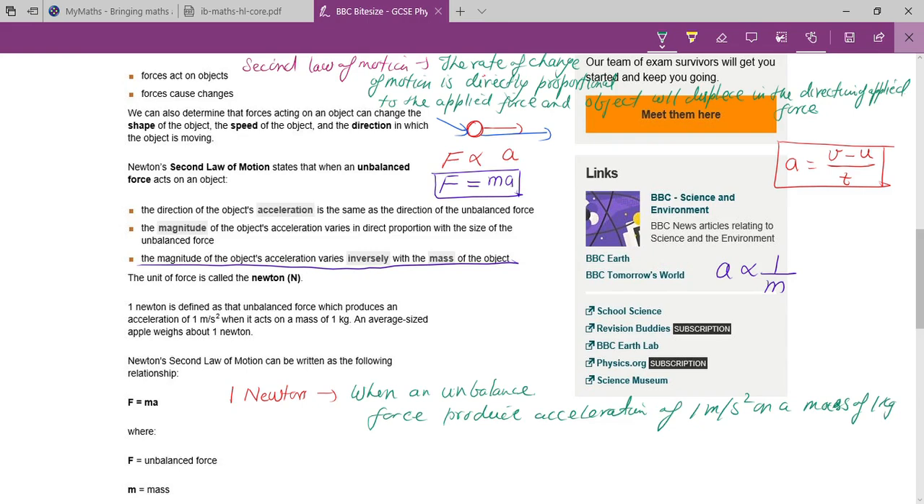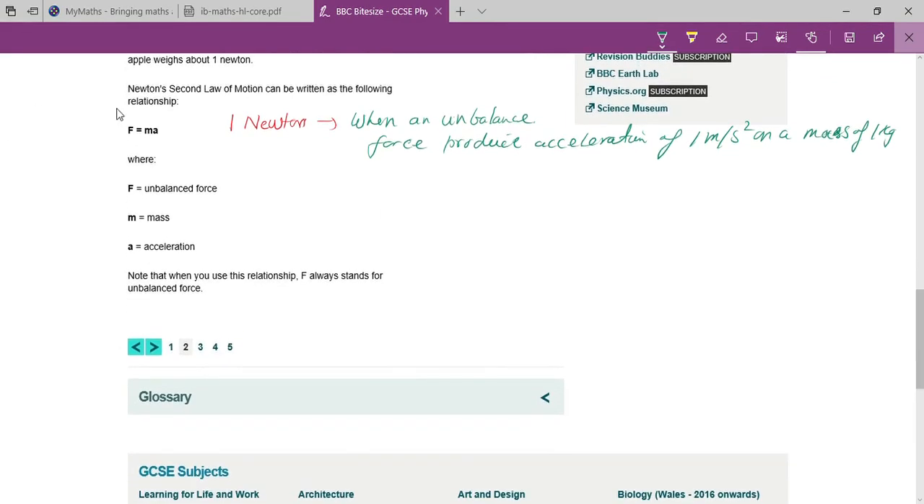You can also understand that 1 Newton is defined as the applied force on a 1 kilogram mass to accelerate it 1 meter per second square. Or 1 Newton is a force which, when applied on a mass of 1 kilogram, produces acceleration of 1 meter per second square. This one I also explained to you, beta: F equals ma, where F is your unbalanced force, m is your mass, a is your acceleration. Do you understand the two laws which I had explained to you?